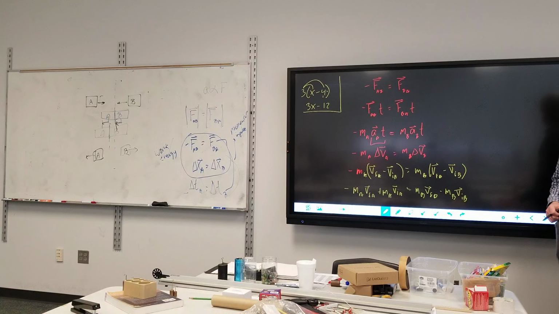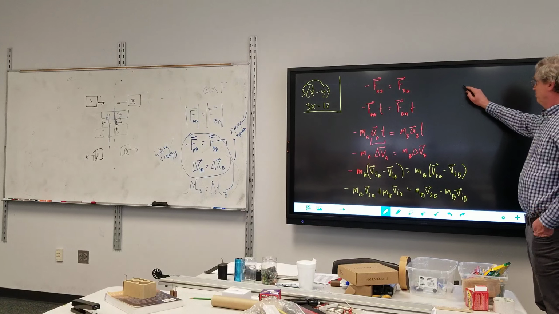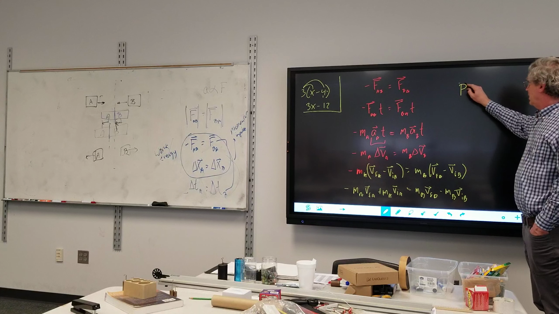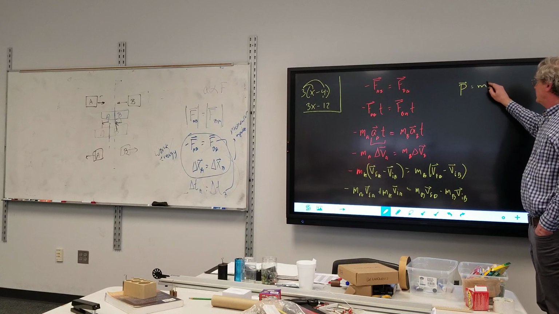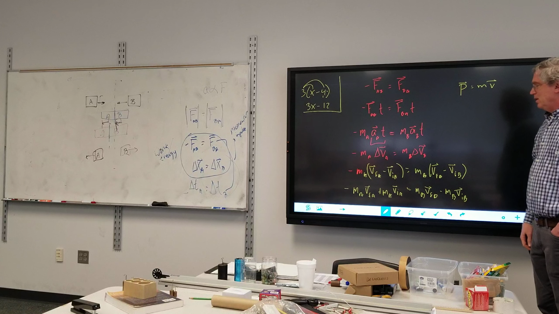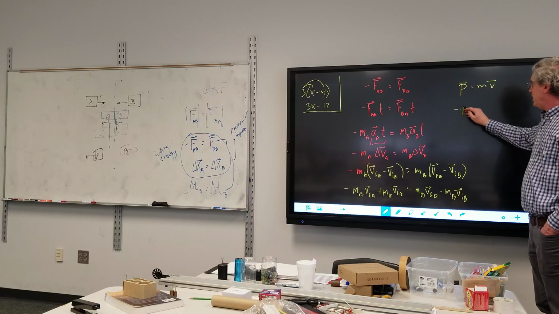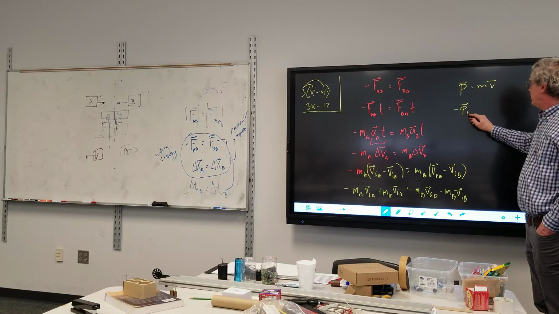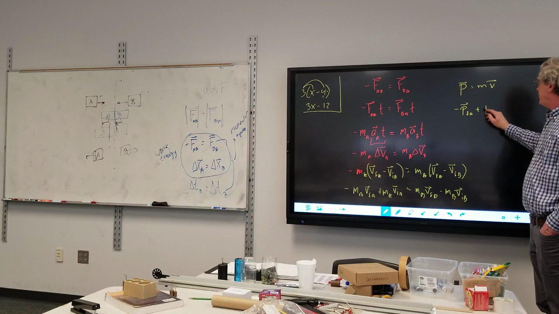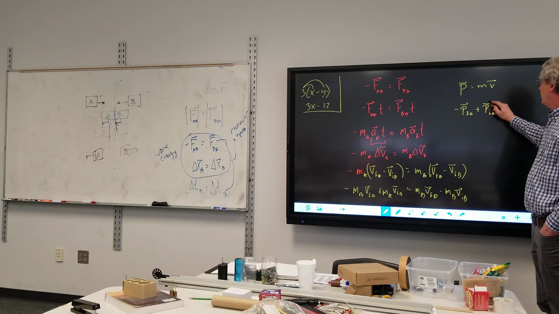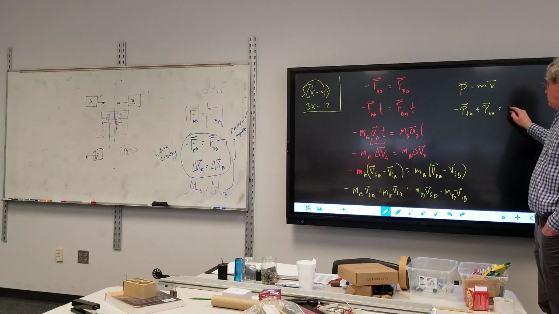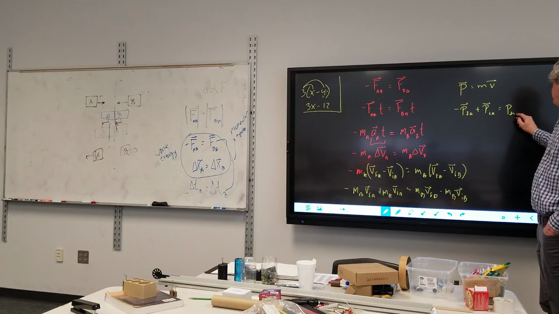That's too much to write. Physicists at this point said, oh, God, can't we come up with something better? So they came up with the letter P, and that's just going to be mass times velocity. So my equation becomes negative P final of A plus P initial of A equals P final of B minus P initial of B.